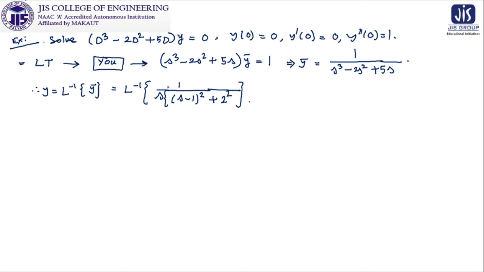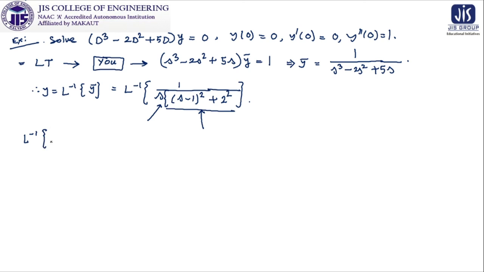Now what I was trying to emphasize is that you can identify 1 by s as one function, and 1 by (s minus 1) whole squared plus 2 squared as another function, f bar s and g bar s. So we will find their Laplace inverse transforms separately, and after that we will use the convolution theorem.